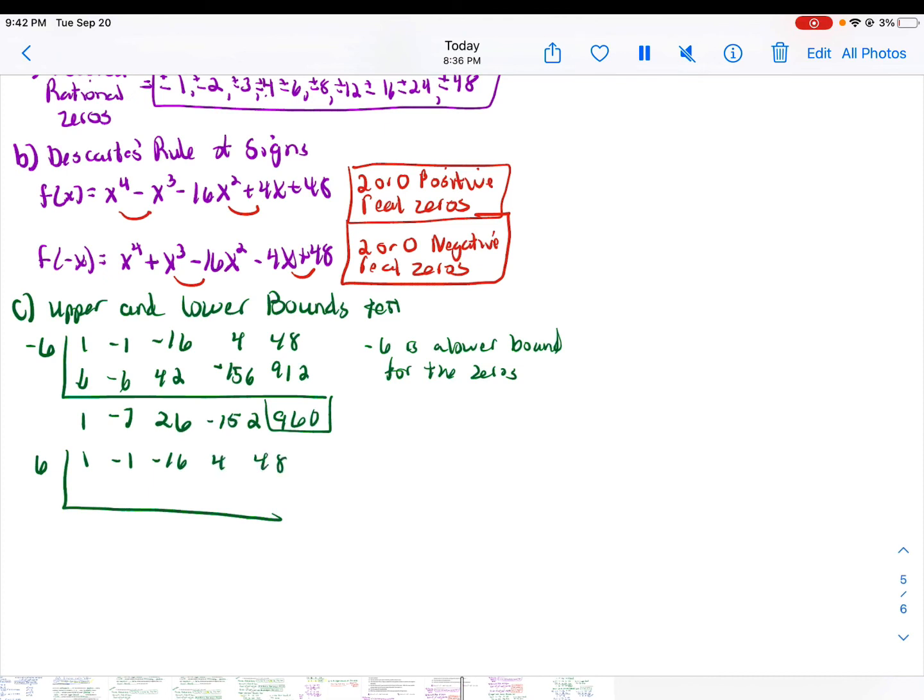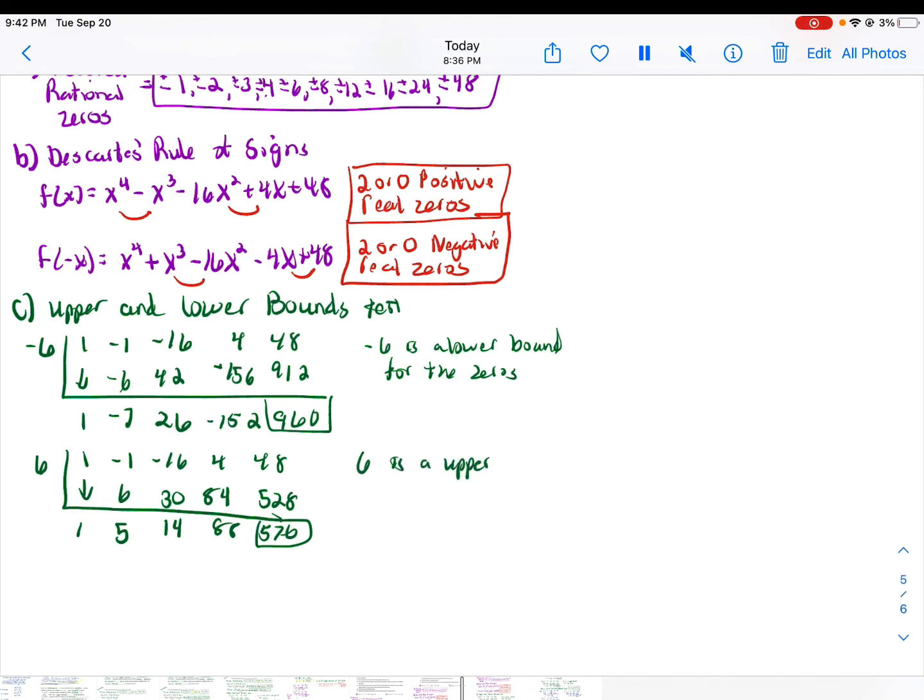So now I'm going to do my upper bound. I'm going to try 6 again. This time, since the number I'm trying is a positive number, +6, the upper bound test says that I should get all positives on this bottom row. So far it's good. Yes, I got all positives. So that tells me 6 is an upper bound.